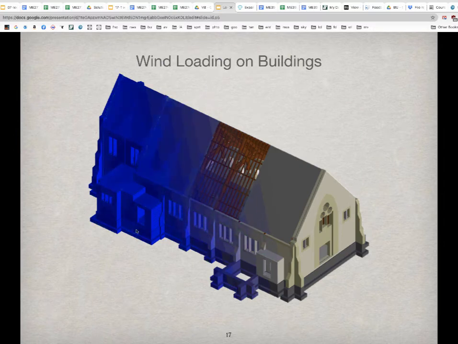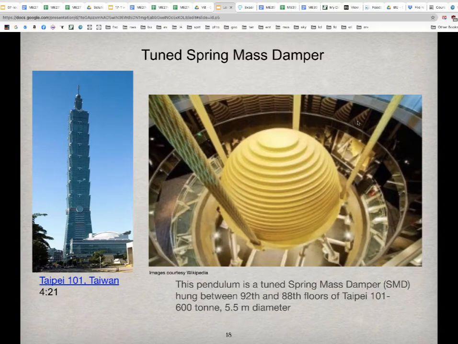There's also wind loading on buildings, as you can see in this animated GIF. Especially in New York City, in those tall skyscrapers, the wind ripping around, and you've got to be very cognizant of the wind loading in those tall buildings. This is a way to prevent vibrations during earthquakes.